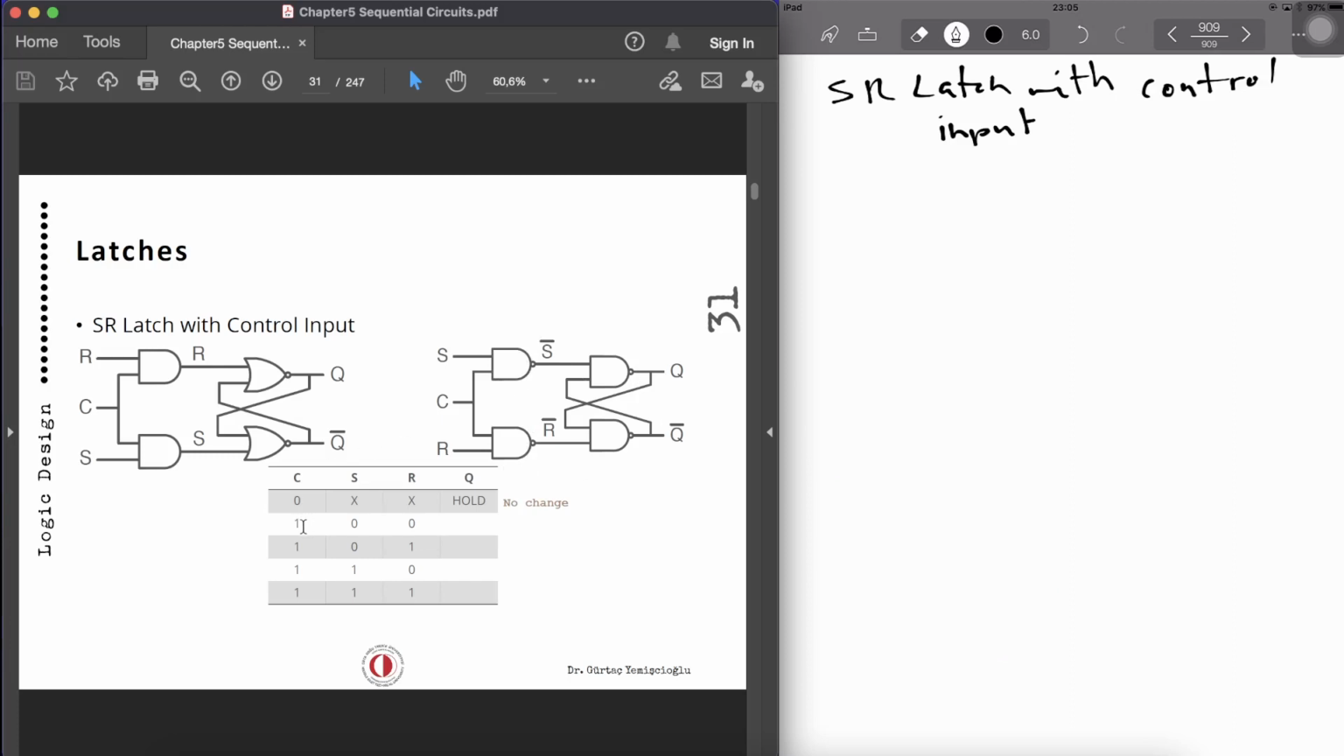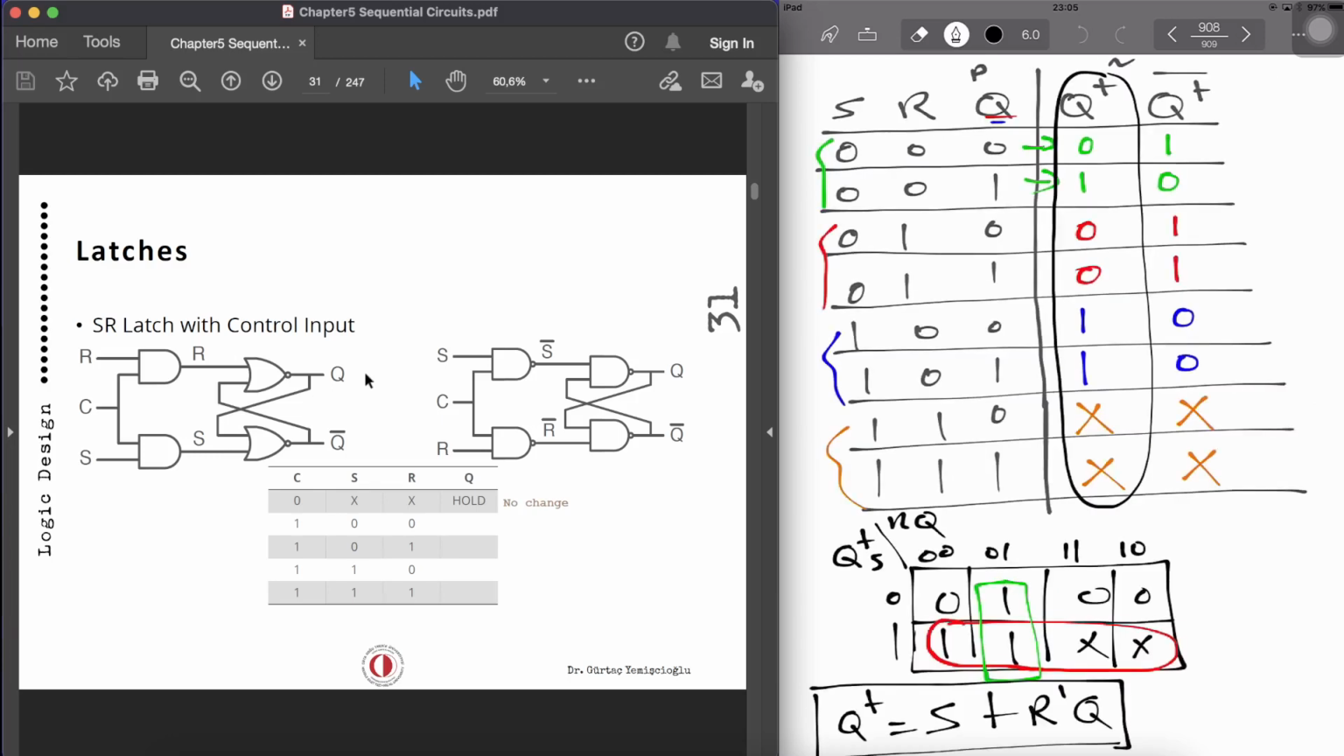Then, when control input is 1, that means we are activating the circuitry. When both inputs are 0, it's again using the basic SR latch behavior. When both inputs are 0, we are holding the previous value, and that means hold, no change. And control input is still 1, so the circuit is active.